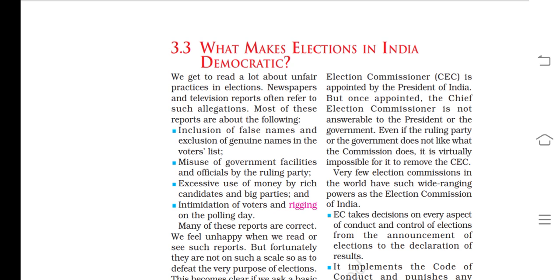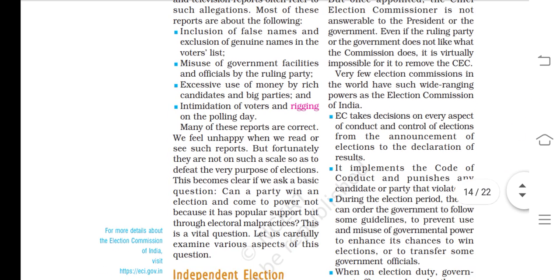From the announcement that election will be held on this day to the declaration of results, whatever decisions are taken on every aspect of conduct and control, how the elections will be conducted and what control can be exercised. It implements the code of conduct and punishes any candidate or party that violates it. These are some functions of the Election Commission. If any candidate or party is going against the code of conduct, then it is punished by the Commission.